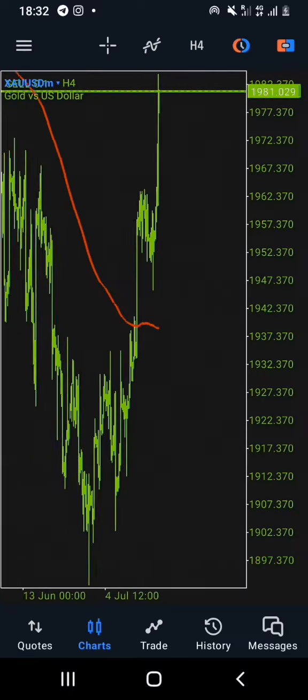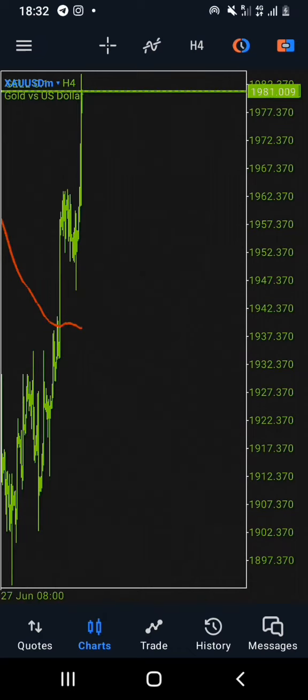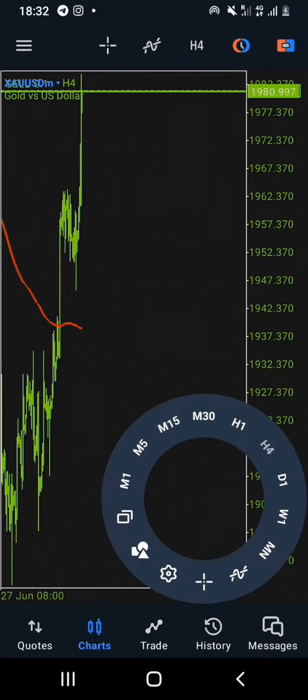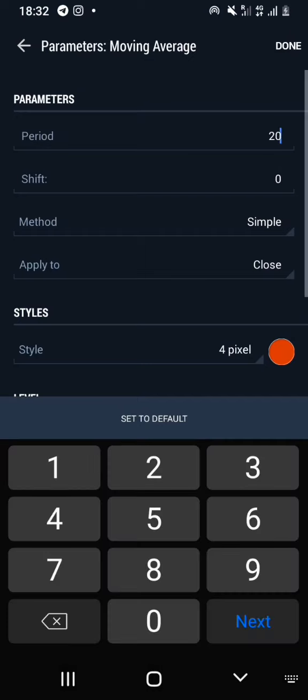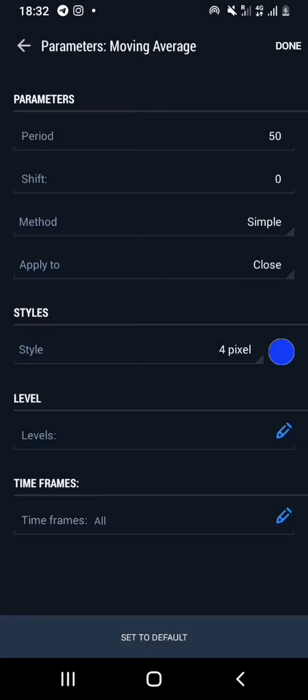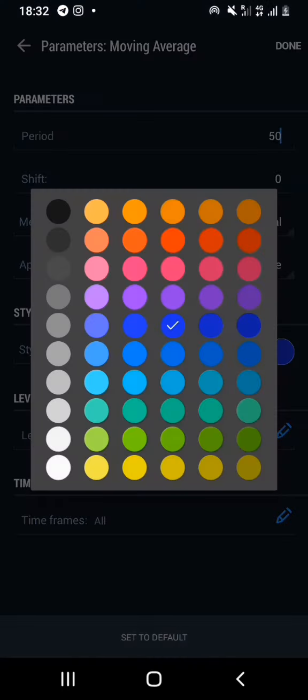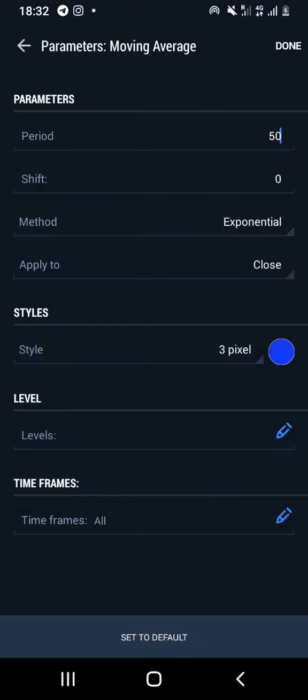The next moving average is obviously going to be the 50 moving average, which is our signal moving average. We normally enter our positions whenever we get a signal from the 50 moving average. So we are going to set the period to 50. The shift will remain at 0. We are going to apply the method of exponential and apply to close as well. We are going to change the color to blue and the style to 3 pixels.